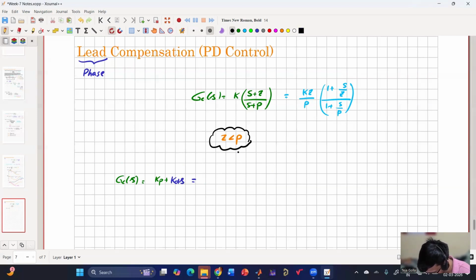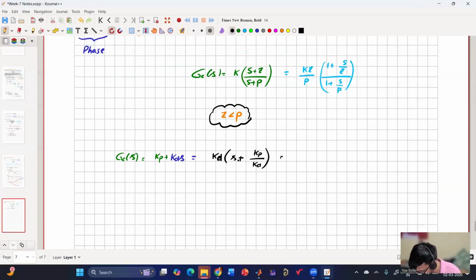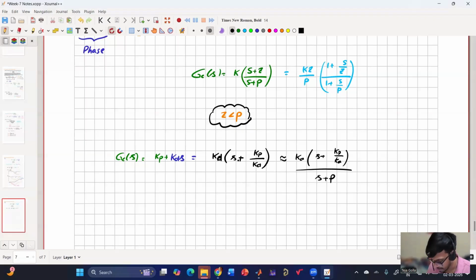So we can get it as something like KD into S plus KP by KD. And then if we consider some pole, then it is like KD into S plus some KP by KD by some pole S plus P. In the original case, the derivative, there is no pole, right? But in actual life, we cannot implement this KDS because this is non-causal, right? So we cannot implement this.